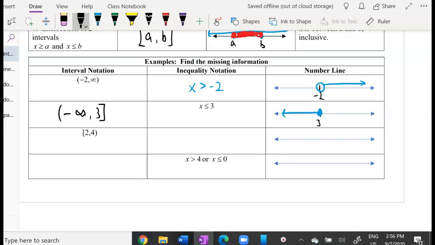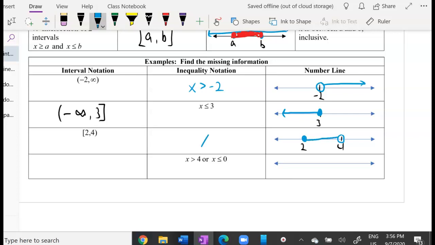Okay, next one goes from 2 to 4, so I need to put both of those numbers on my number line. And we are closed at 2, so I'm going to count the value at 2, so I'm going to make a nice dark circle there, and open at 4, so make it clearly open, and everything in between.